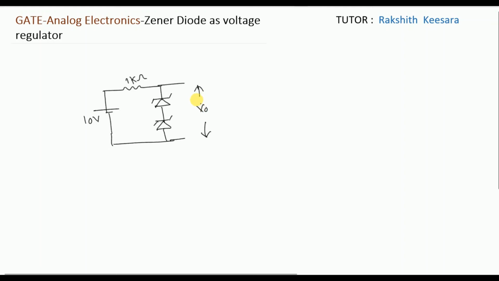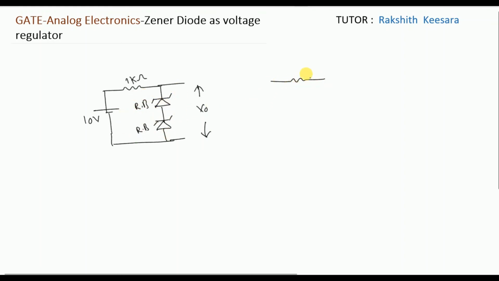If you observe this question, guys, for this leg to be in on condition, this Zener should be reverse biased. And this Zener should also be in the reverse biased. Then only this leg will be in on condition. If this leg is off, V0 will be equal to 10 volt directly. If this leg is in on condition, then we should check.